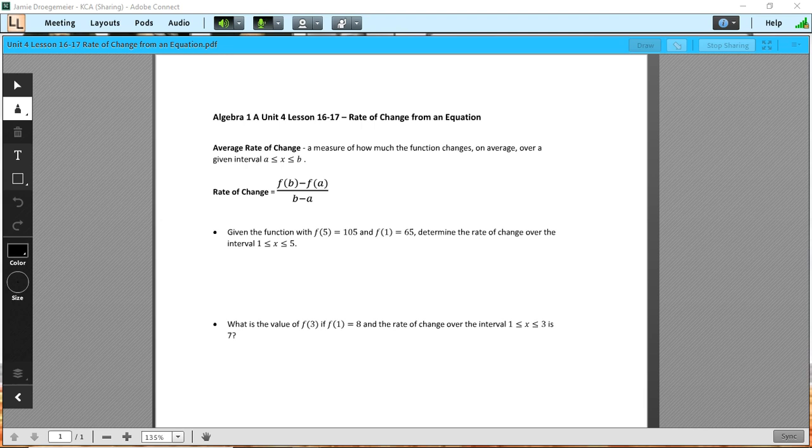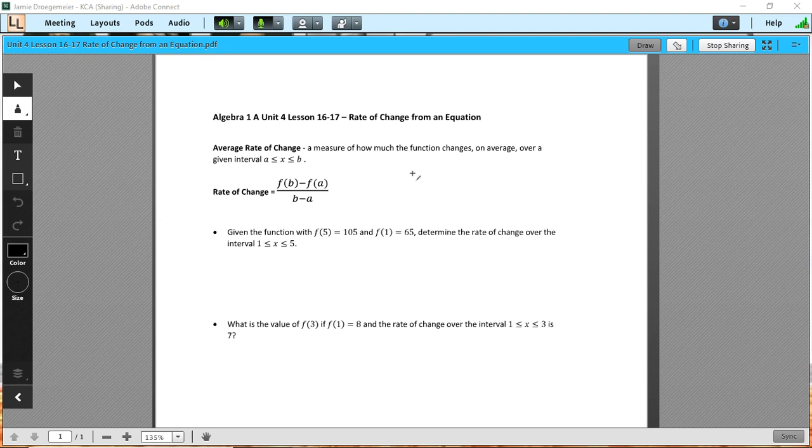And we've got both a definition and a formula here. So an average rate of change is going to be measuring how much a function changes on average over a certain interval. Our interval they gave us here is from A to B. We want to know how that function is changing when we go from A to B. We can use the formula then, f of B minus f of A divided by B minus A, to find that.